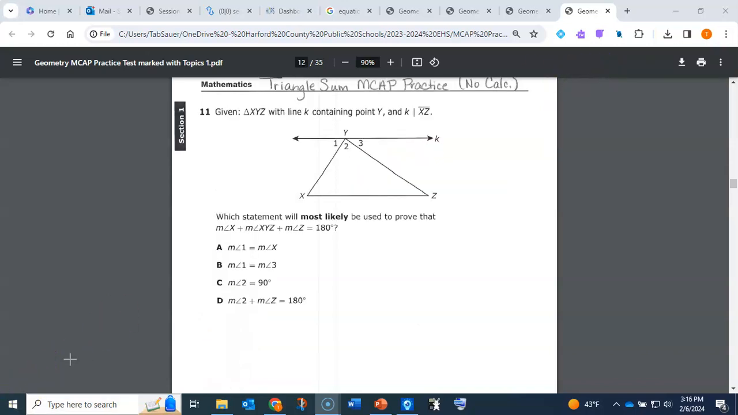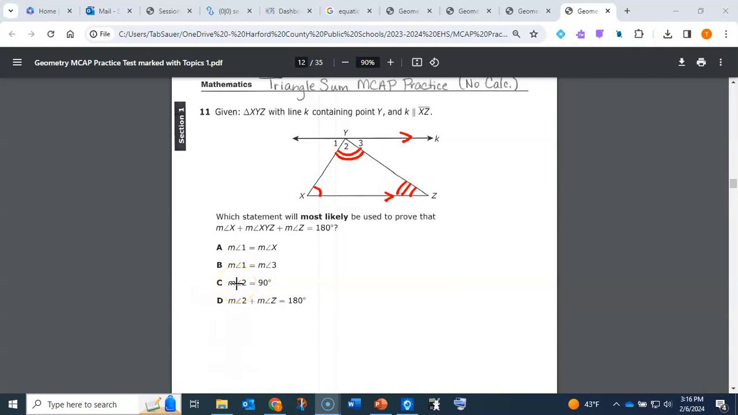Number 11, we're given triangle XYZ with line K containing point Y, and that K is parallel to segment XZ. So this line is parallel to this line. And which statement will most likely be used to prove that angle X plus angle XYZ, so XYZ is this angle 2 here, plus angle Z add up to be 180 degrees. If we were writing a proof, they want to know what statements would most likely be in that proof.